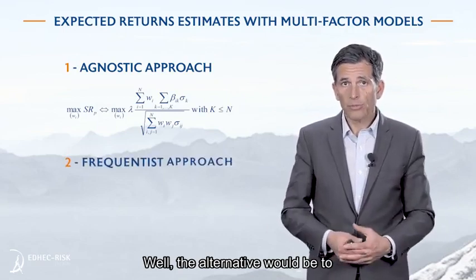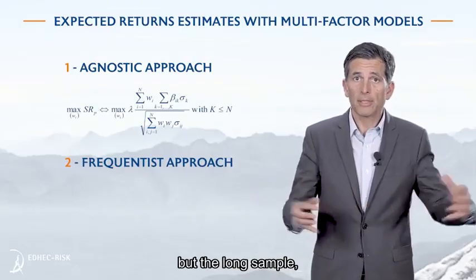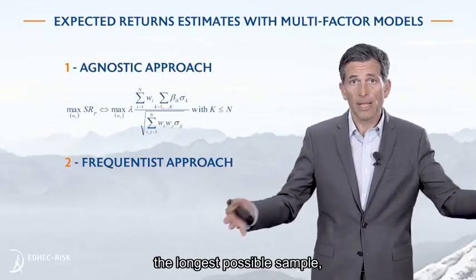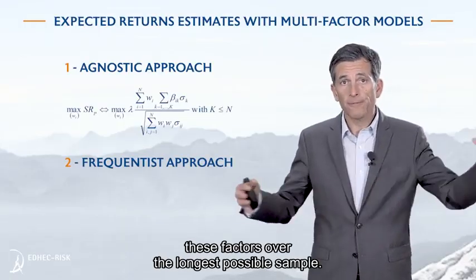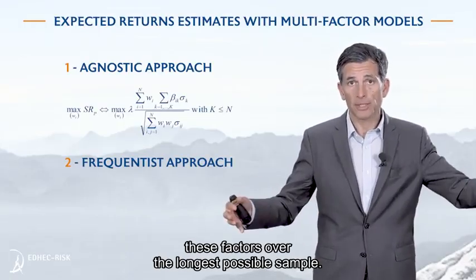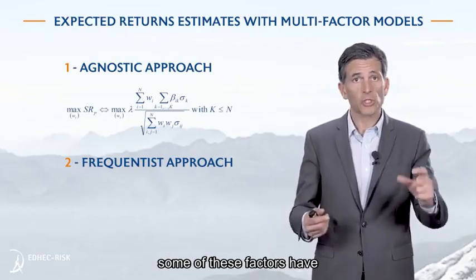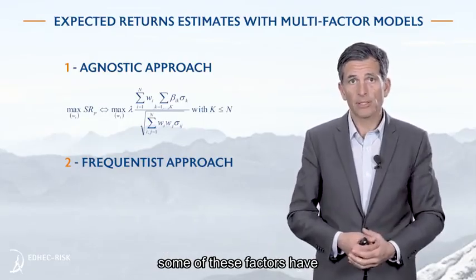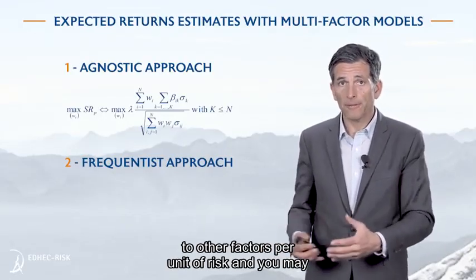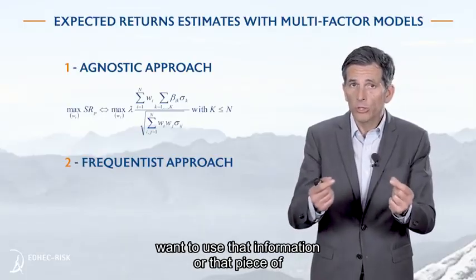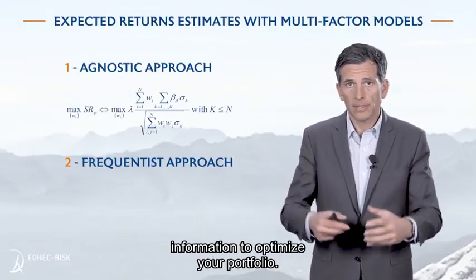Well, the alternative would be to take a look at the data precisely, but take a look at not a small sample, but the long sample, the longest possible sample. And then you may want to look at the Sharpe ratio for all of these factors over the longest possible sample. And by looking at this, you may come to the conclusion that some of these factors have a higher reward compared to other factors per unit of risk, and you may want to use that piece of information to optimize your portfolio.